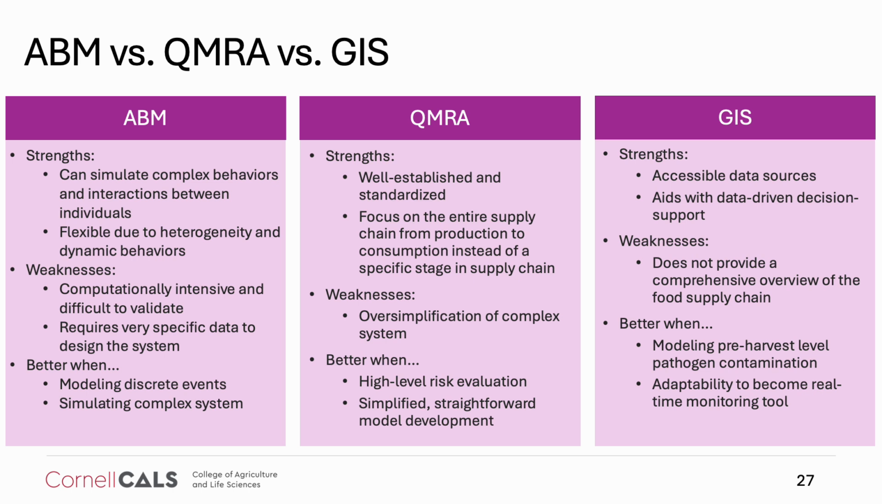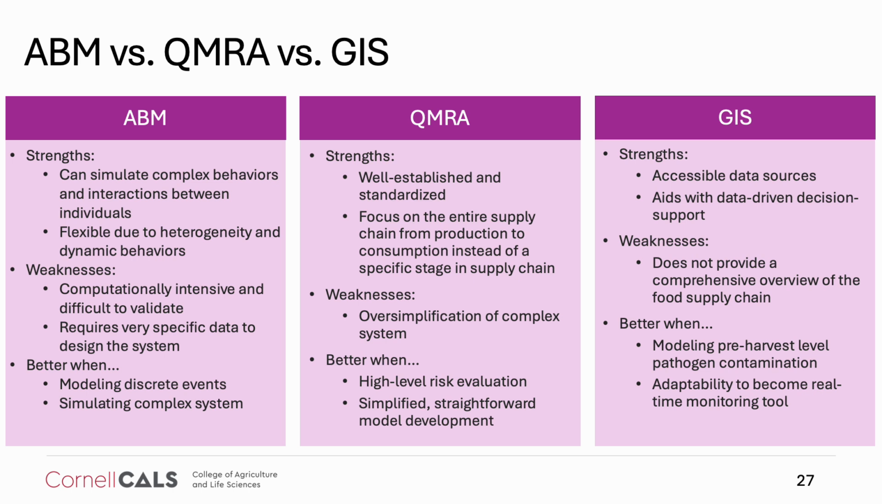There have been a lot of QMRA developed in produce safety applications, so it is very well established and standardized. Also, QMRA focuses on the entire supply chain from production to consumption instead of the specific stage in a supply chain like ABM. However, the model oversimplifies the complex system, so you cannot incorporate dynamic behaviors as well as ABM. So QMRA can be a better modeling tool when you're trying to evaluate risk on a higher level, and it also has a more straightforward model development process.